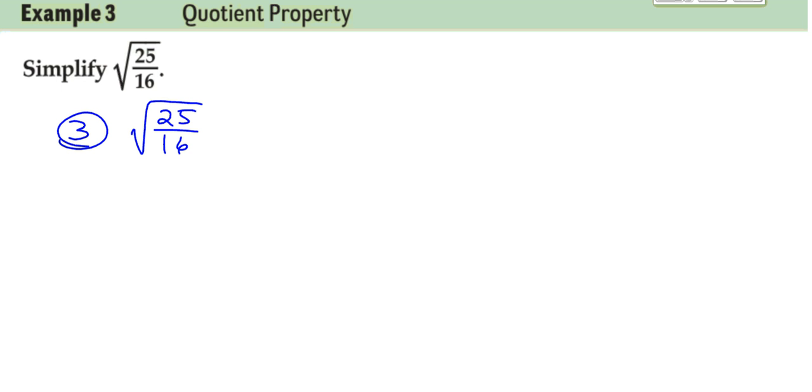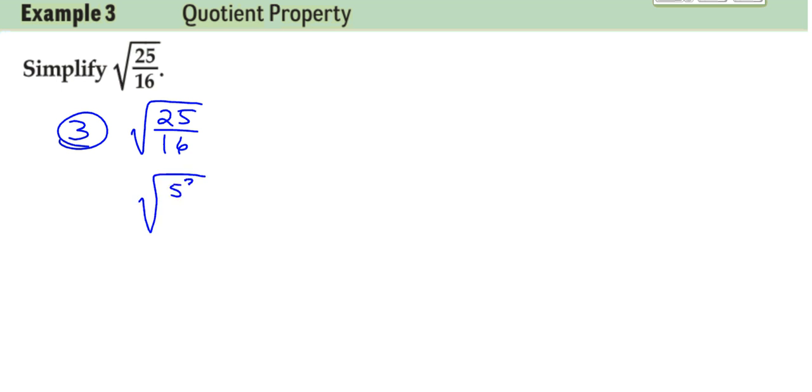And if I was here when I went over this with you, I would say to you, do you recognize 25 as a perfect square and 16 as a perfect square? And I do. I know the square root of 25 is 5, and I know the square root of 16 is 4. So when I look at that, I know it's 5 over 4 outside of the radical. But if I'm not sure, I can rewrite it.